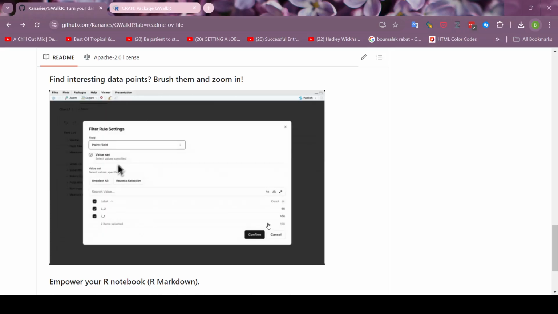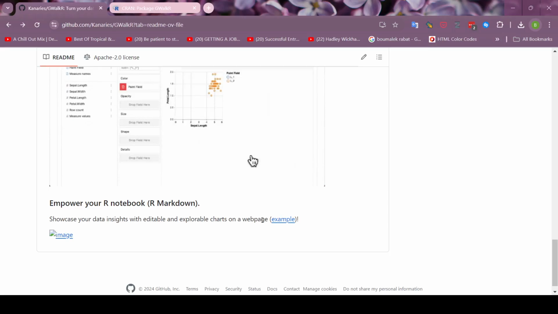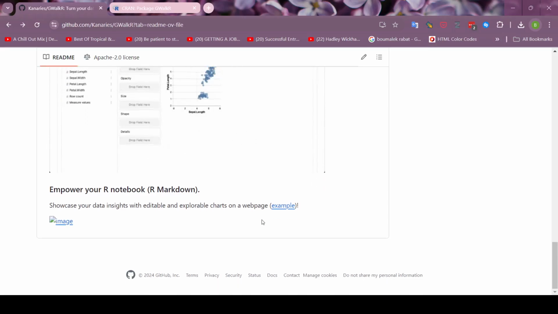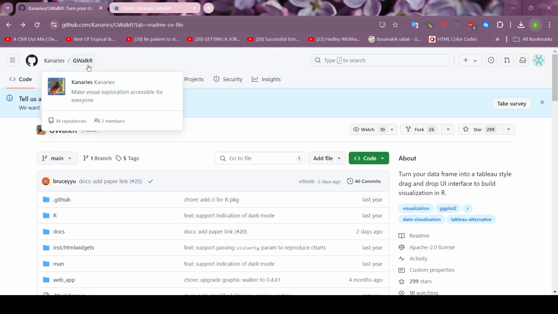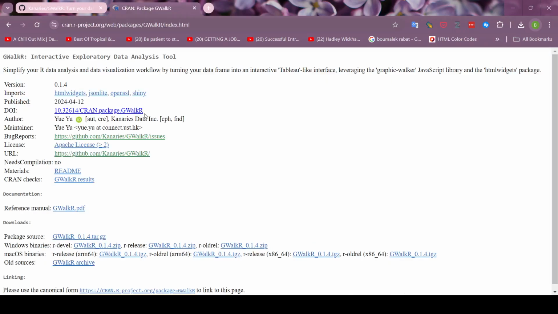And yeah, it's a very cool package, and you can check it out on GitHub, Kanaries GWalkR, or also on CRAN. It's already available on CRAN. It has the reference manual. This version was published in April.